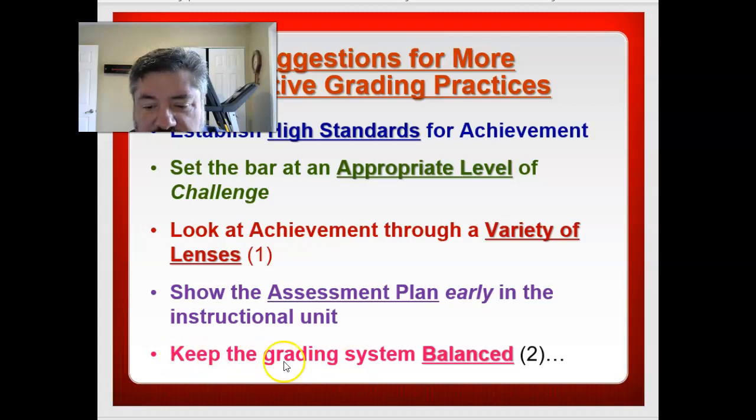And then do everything you can to keep the grading system balanced. That means have appropriate percentages of your points for skill assessment, for knowledge and understanding, for application of skills in both an individual and team setting, and a little bit possibly on improvement or achievement, to help students stay motivated. So make sure you keep your system balanced by the percentages.